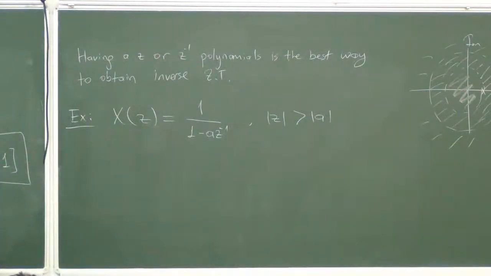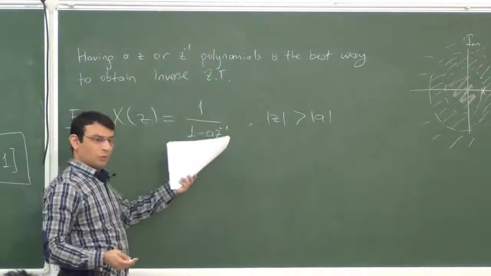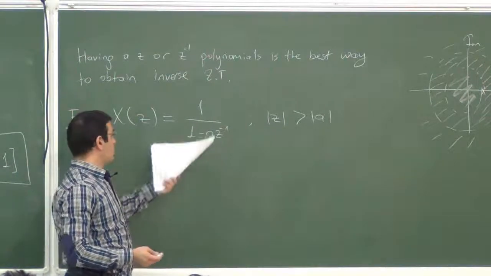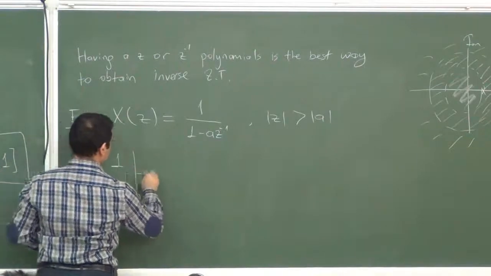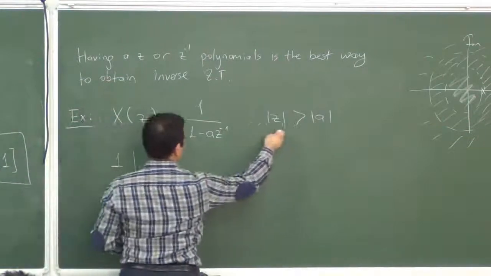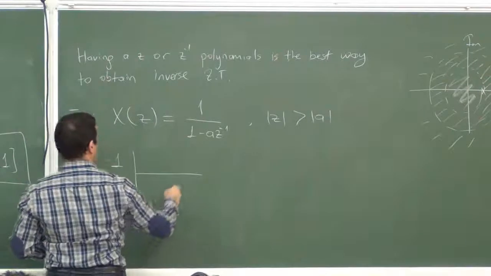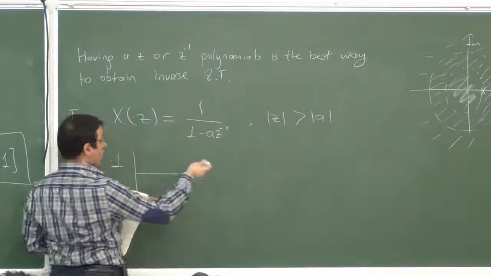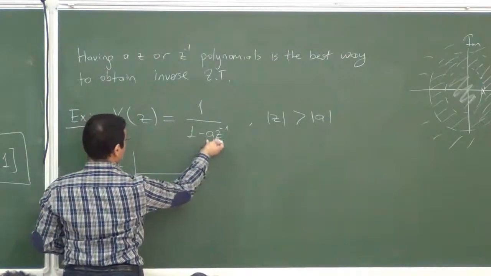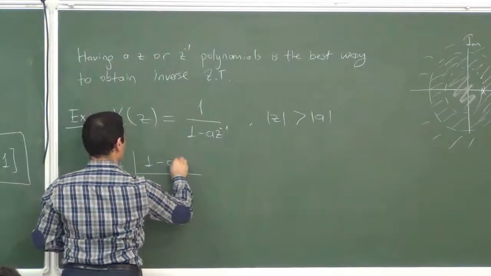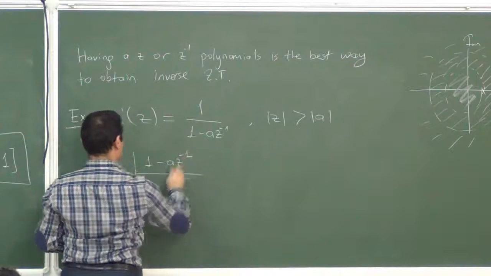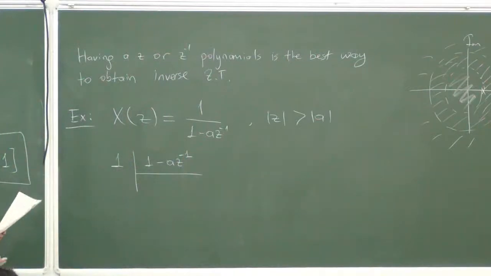In this way, you should find the polynomial of this expression. Okay, so you can make a division in this case. Since absolute z is greater than a, this is the order of your polynomial. This is the higher order, and this is minus 1. So in this case, it is 1 minus a times z to the minus 1. You can make this division. Okay, let's try to make this division. It will give you an infinite polynomial.